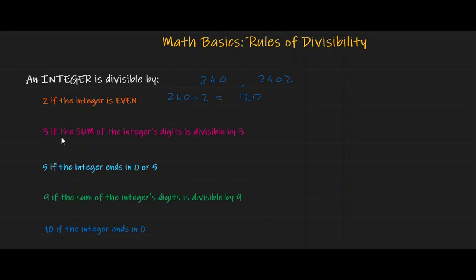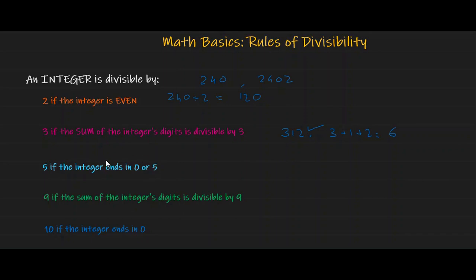An integer is divisible by 3 if the sum of the integer's digits is divisible by 3. Now this is very important. It can save you a lot of time on your exam. So all this is saying is, for instance, say you have 312 and you want to know if this is divisible by 3. All you have to do is 3 plus 1 plus 2, and this will give you 6. 6 is divisible by 3, so 312 is divisible by 3.